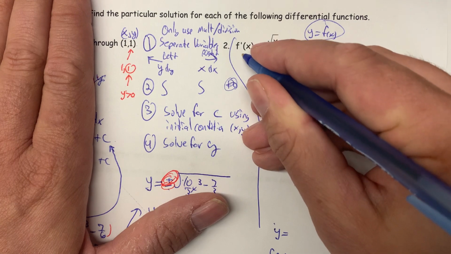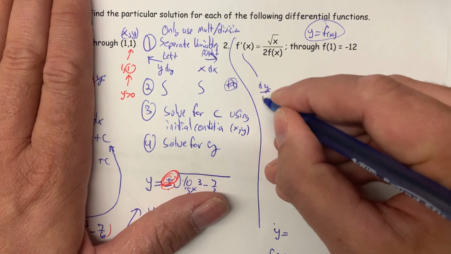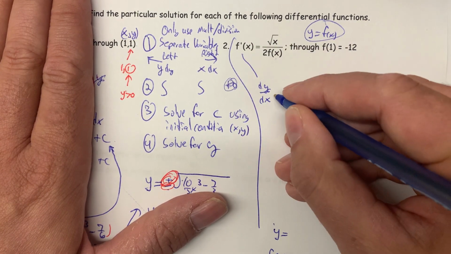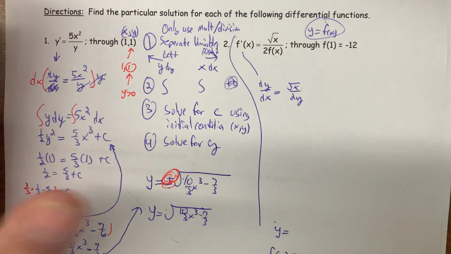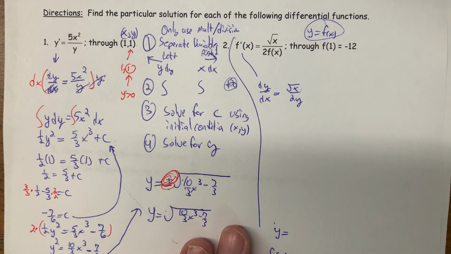I'm going to change this for my work. You didn't have to do this. dy dx equals square root of x over 2y. So I'm changing f of x into y's so I can do some of these operations.